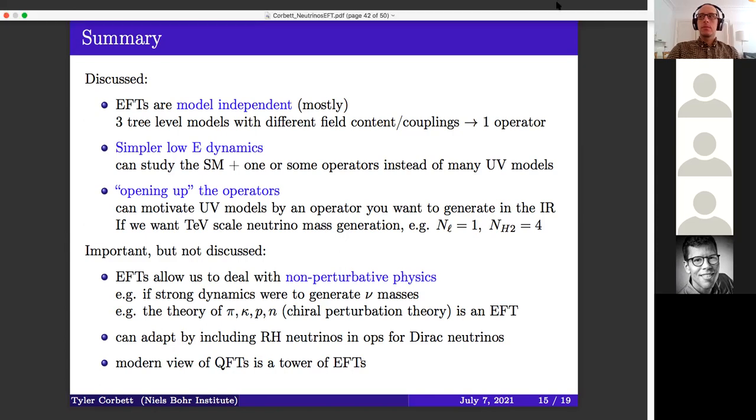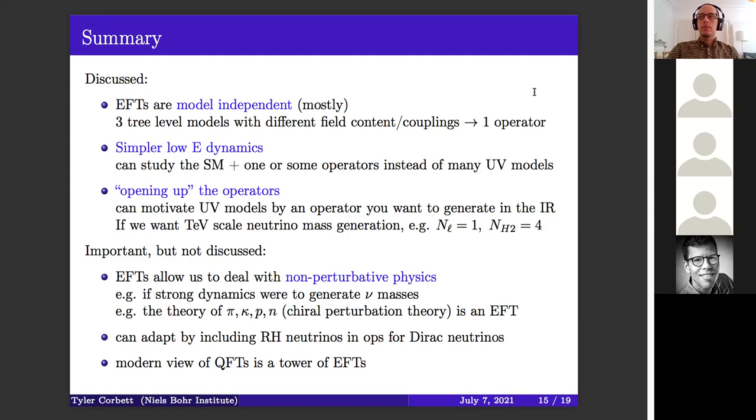I hope it is. So then to summarize what I've talked about so far, effective field theories are mostly model independent. You need this heavy mass scale and you have some assumptions about your low energy field content and their symmetries. For example, I put everything in the standard model doublets, the field representations, and have the standard model gauge symmetries. You have simpler low energy dynamics, typically, more or less. It depends on what order in the effective field theory you want to keep and what assumptions you're making. But I don't have to study a ton of different models to do the same thing.